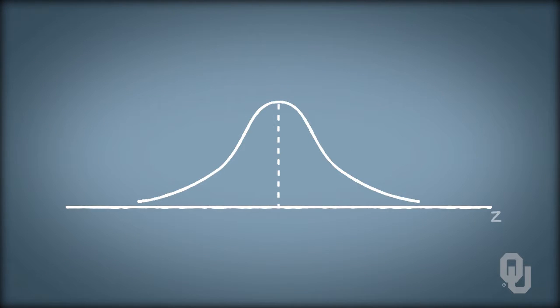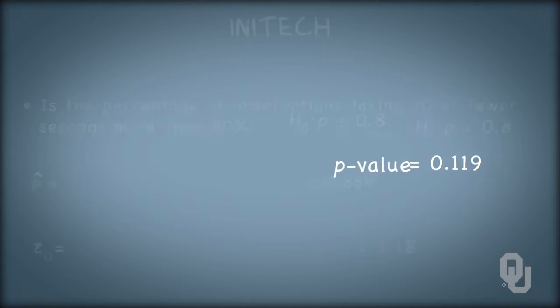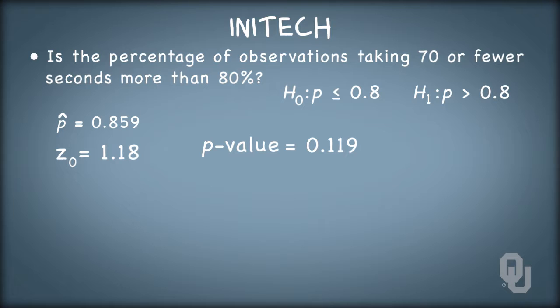Since this is an upper tail test, we find the area above the test statistic. And since this is a one-tailed test, this area is entirely the p-value. If we use the z-table, we find that the area in the tail above 1.18 is 0.119. We didn't specify a particular alpha, but we see the p-value of 0.119 is pretty large. It's larger than most values of alpha that we'd typically consider. Since the p-value is larger than alpha, we fail to reject the null.